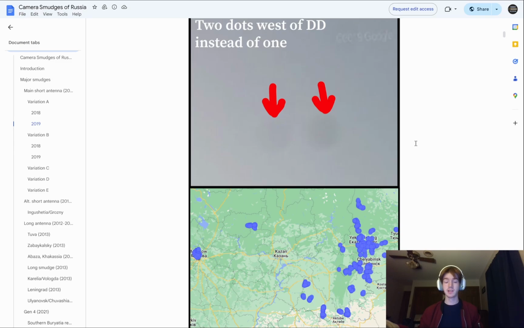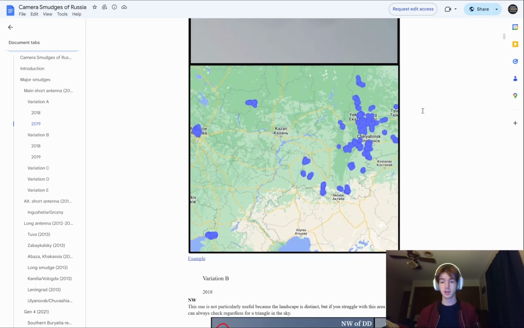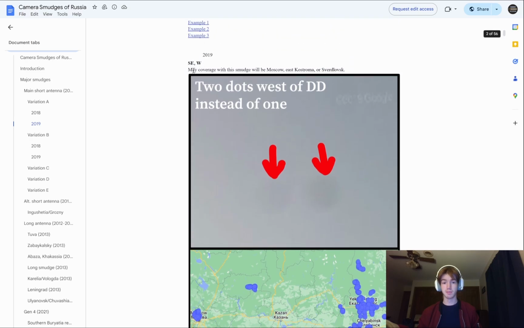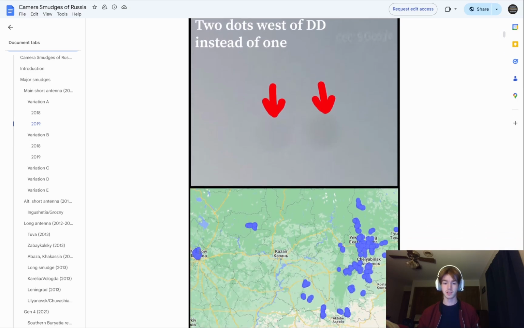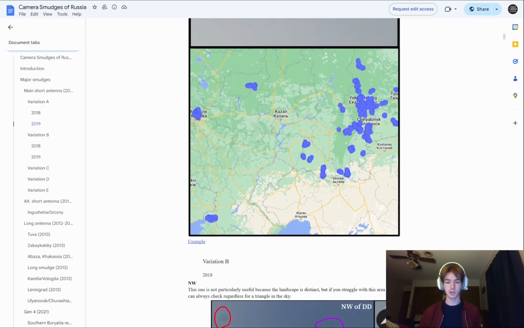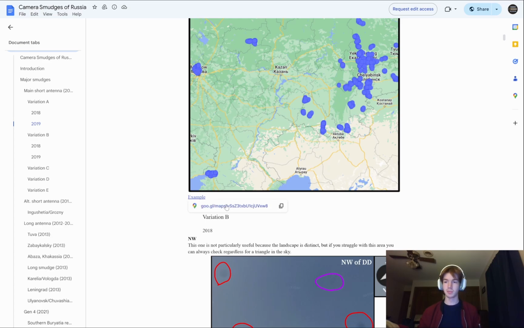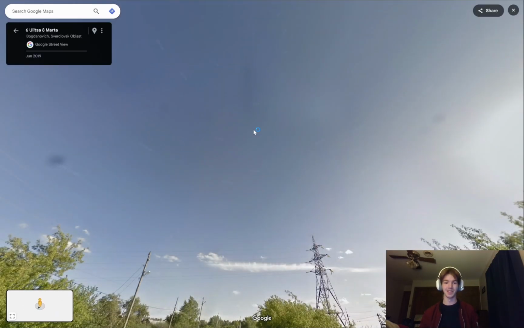All right, now we're going into the next variant here. We have 2 dots west instead of 1. And so this is going to be, generally speaking, Yekaterinburg or Chelyabinsk, but also notably Orenburg. And it does say here, if you have May coverage with the smudge, it'll be Moscow, East Kostroma, or Sverdlovsk. So that's basically Moscow, East Kostroma, or Sverdlovsk. We're going to ignore those for this one, but if you do identify it, that's great for you. I'm just hoping and praying that that never happens to me, that I never have to deal with that.